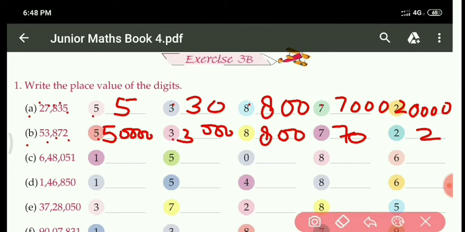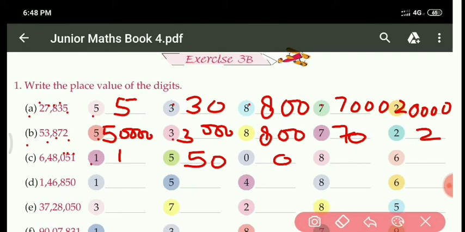Next, 6,48,051. Here you can see it is given up to the lakh place, and in this, 1 is at which place? Ones place. So 1 ones, place value of 1 is 1 only. 5 is given at the tens place. So 5 tens are equal to 50. And 0 at the 100 place. If we multiply any digit by 0, then the answer will be 0 only.